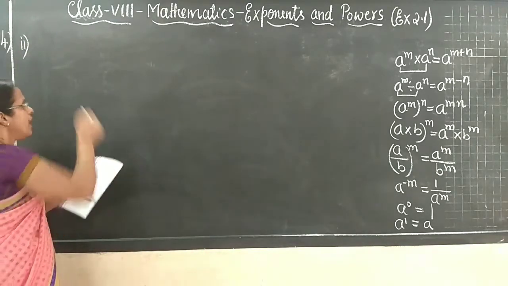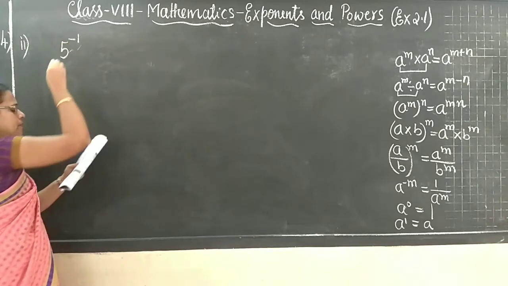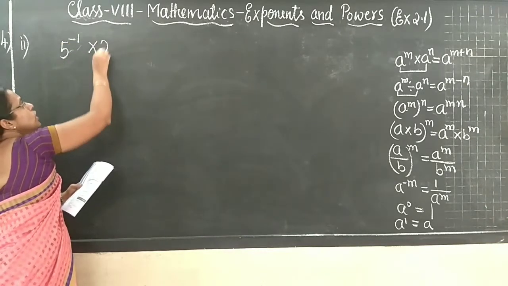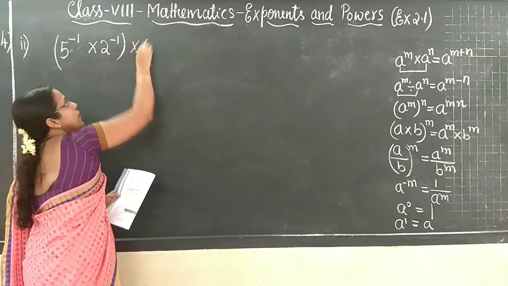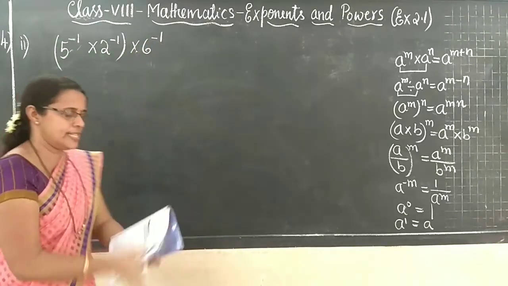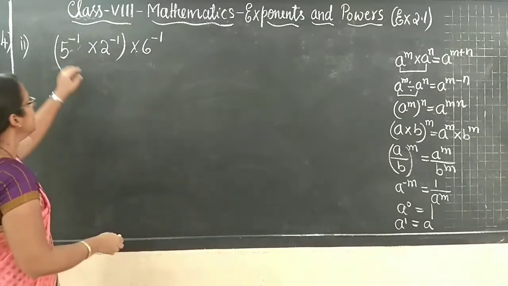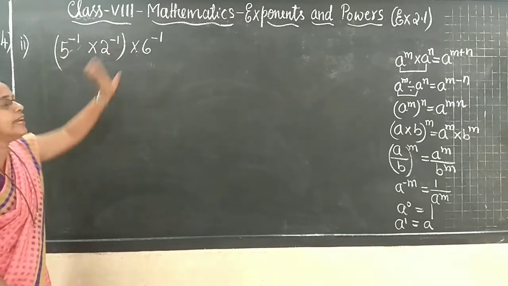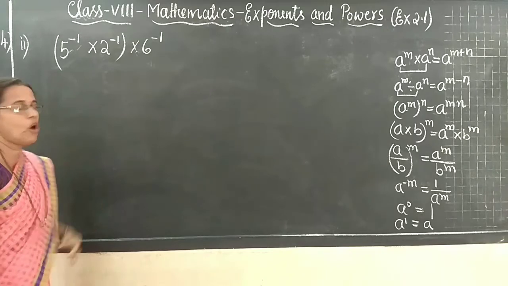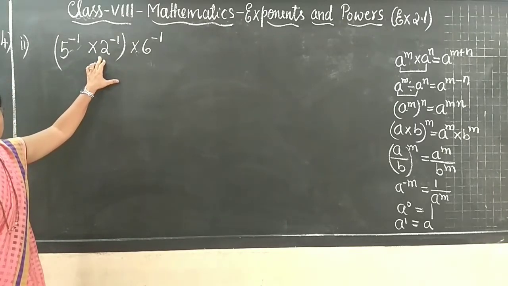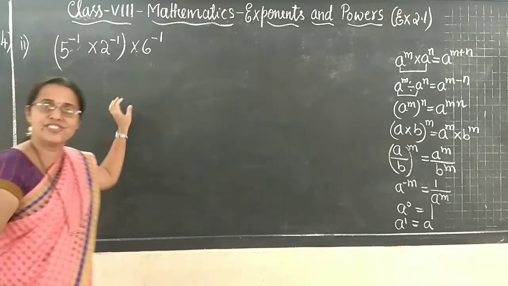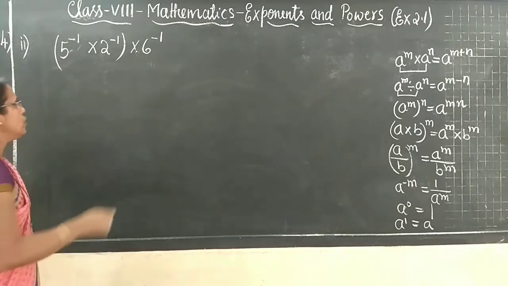That is 5 to the power minus 1 into 2 to the power minus 1 into 6 to the power minus 1. In a case like this, what to do? See here, all are having negative powers. Negative power calculation is difficult, right? So how to bring it to positive power?